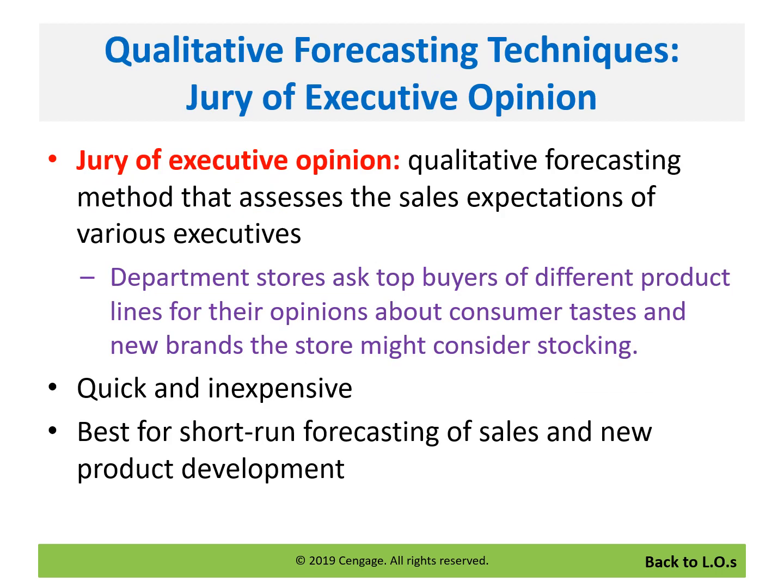So again, let's review. For qualitative forecasting techniques, we have the jury of executive opinion, a qualitative forecasting method that assesses the sales expectations of various executives. So department stores ask top buyers of different product lines for their opinions about consumer taste and new brands the store might consider stocking. This is quick and inexpensive, best for short-run forecasting of sales and new product development.